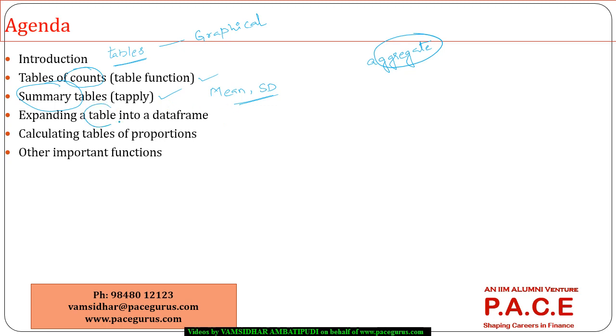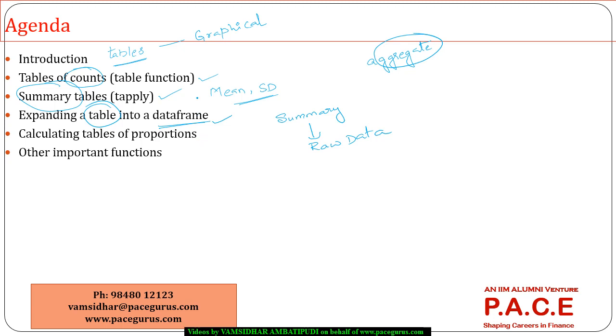Then once I get a table, how do I really expand it into a data frame? Once I have summarized information in the form of a table, how can I expand it into the raw data kind of a format? So that's one more thing that we are going to look at here.